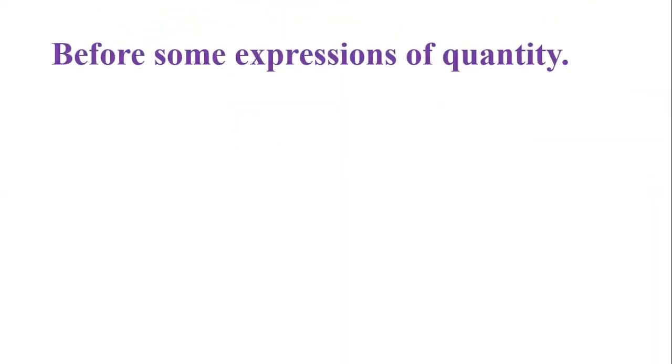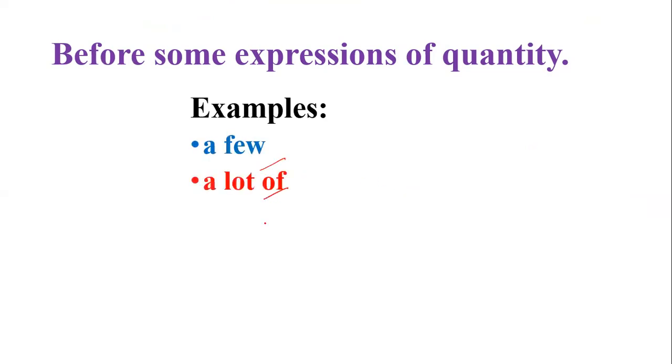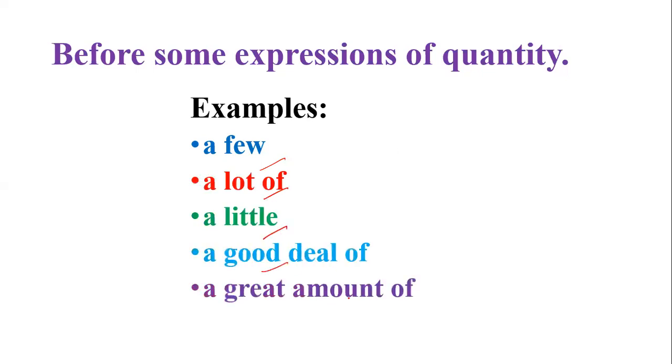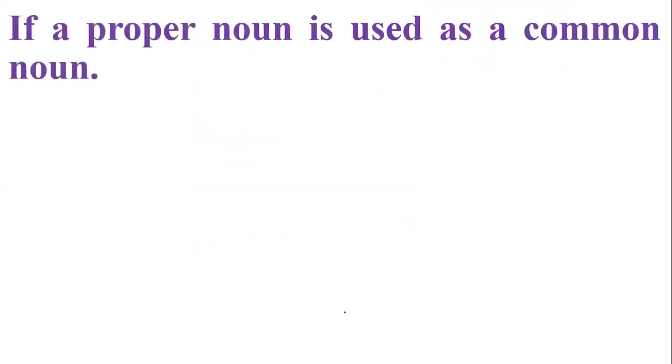Let me take you ahead to the next slide. Before some expressions of quantity. Now we can understand some expressions of quantity where we can use article A. We have some examples here. A few. Then we have a lot of. Then we have a little. Then we have a good deal of. Then we have a great amount of. So on and so forth.